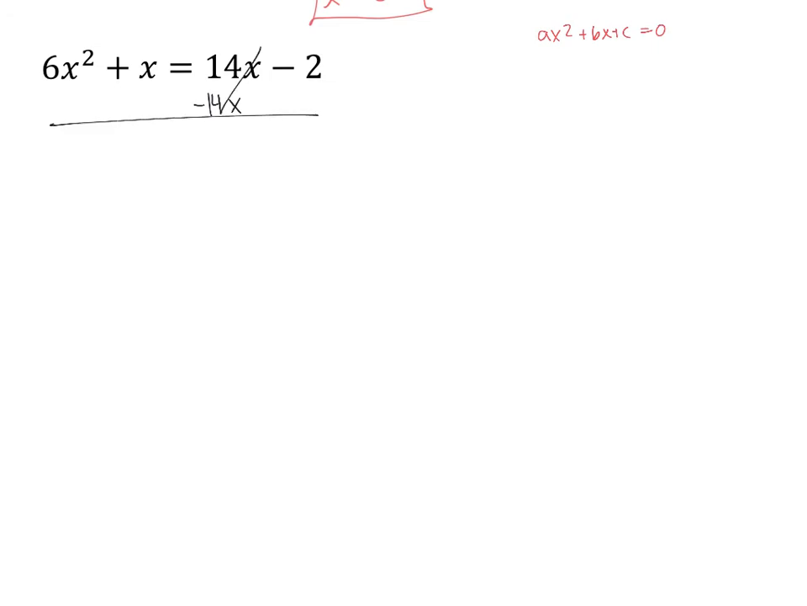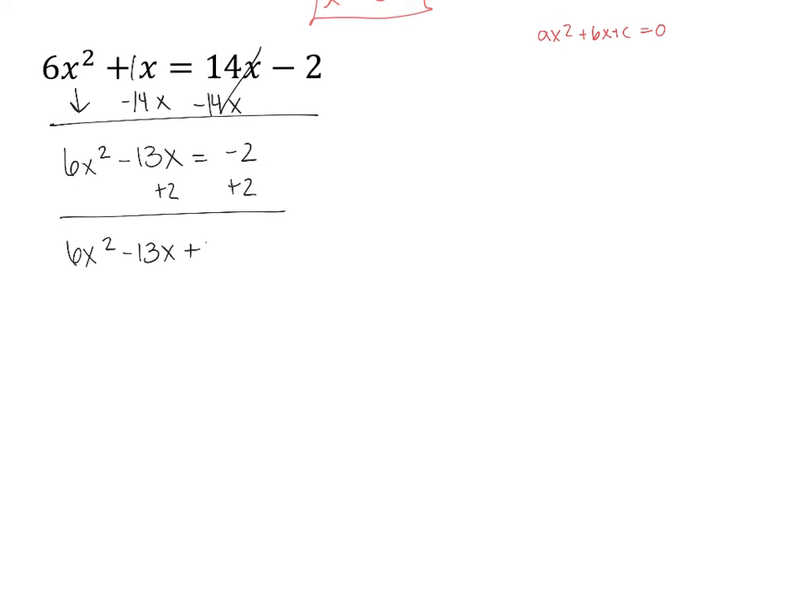So this will cancel out, and I'm going to bring -14x over here. And what I'm going to do is I'm going to bring down the 6x squared, and then 1x minus 14x gives me a -13x, and then I'm still set to -2 over here. This still does not look like standard form, all right? So I need to take one more step, and that is to add 2 to both sides, all right? So now I have 6x squared minus 13x plus 2, and we can't forget to equal to 0, all right? So now we are in standard form.